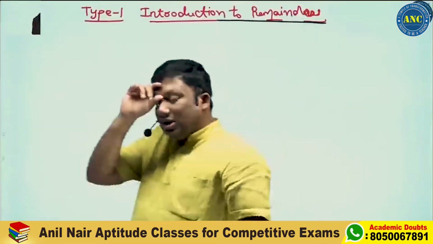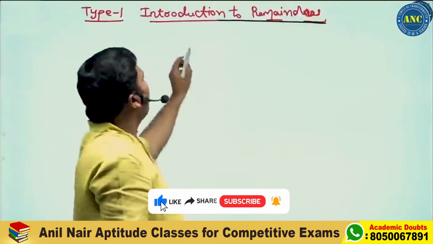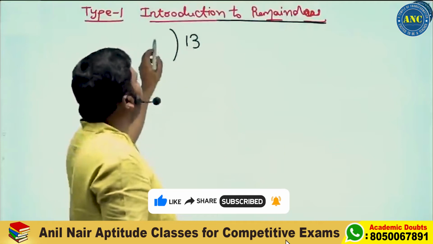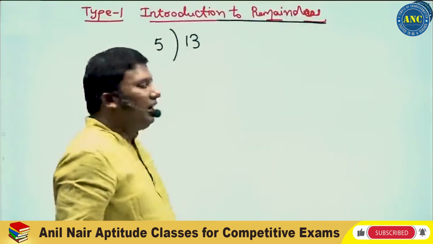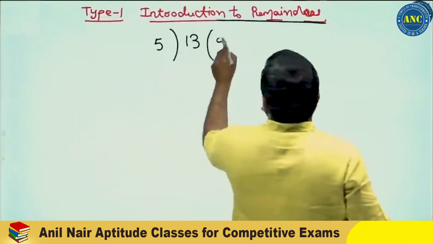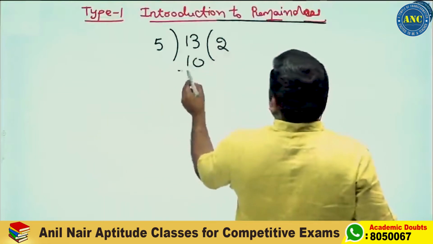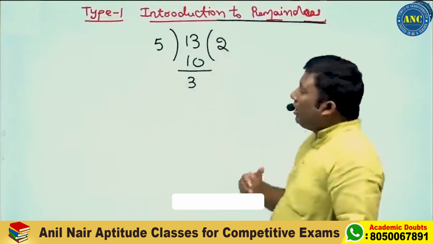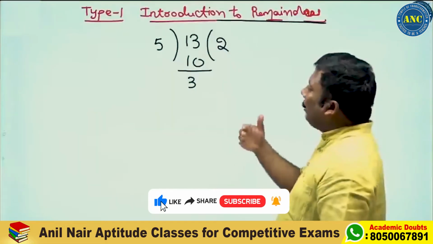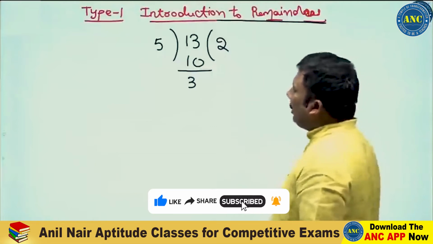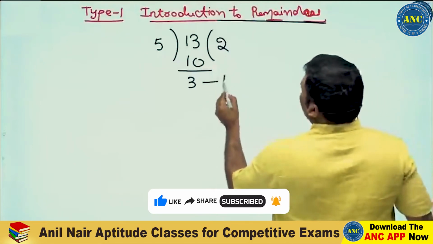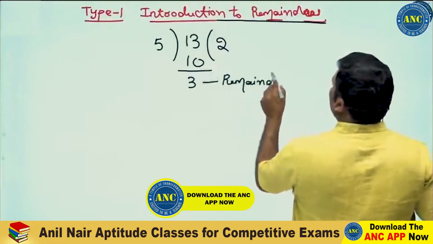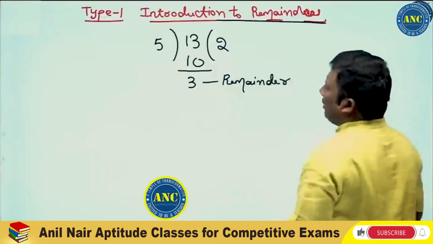Suppose, see here, sir. 13 is a number. 13 is getting divided by 5. 5 2s are 10. The remainder is nothing but 3. What is left over after you divide 13 by 5? 5 2s are 10, and the remainder is 3.